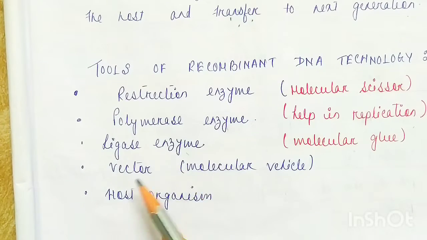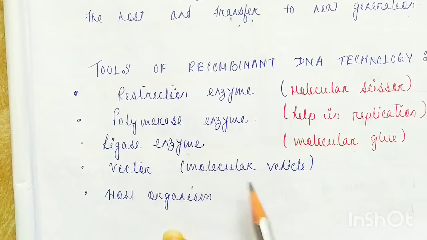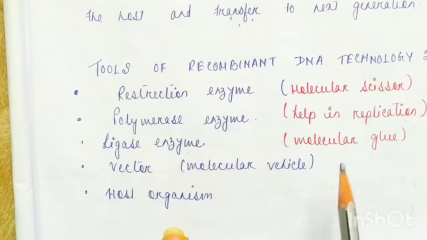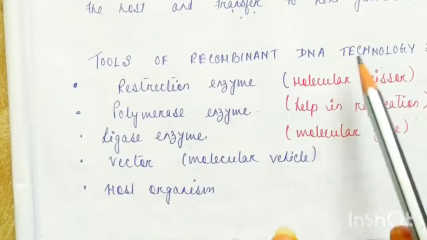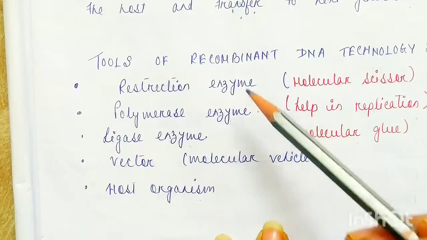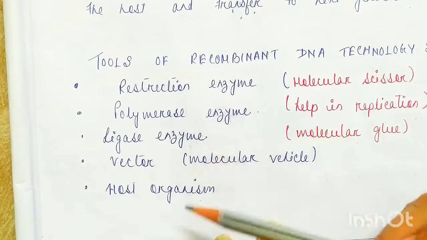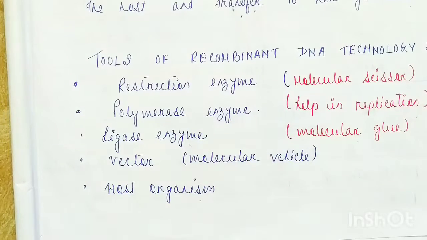Then there is the vector. Vector means molecular vehicle. Generally plasmid works as a molecular vehicle. And the last one is the host organism. So for recombinant DNA technology, we need these 5 as basic requirements.